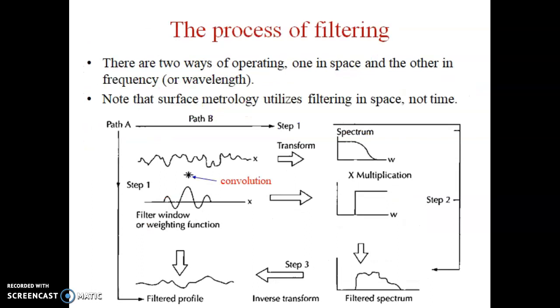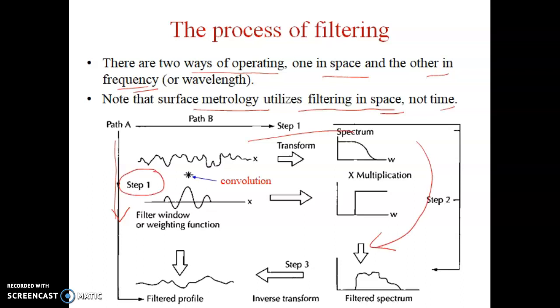The process of filtering: there are two ways of operating, one in space and the other in frequency. Surface metrology utilizes filtering in space, not in time or in frequency. Path A shows the operating in space, but path B shows the operating in frequency. Path A has only one step, while path B has three steps.